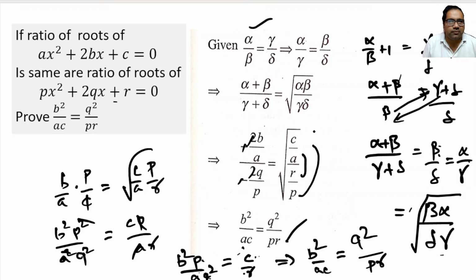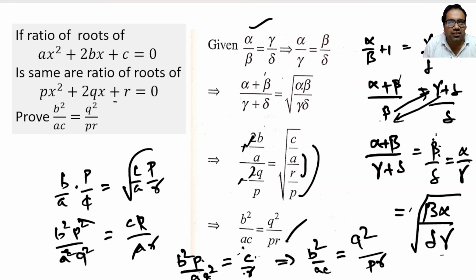Very simple problem. We know the ratio of the roots, right? Ratio of the roots, we cleverly wanted to use sum of the roots and product of the roots. And how do we get that? Slight algebraic manipulation. Alpha by beta is equal to gamma by delta. We added 1 on both sides. Then we got alpha plus beta by beta equal to gamma plus delta by delta. That means alpha plus beta by gamma plus delta is equal to beta by delta.